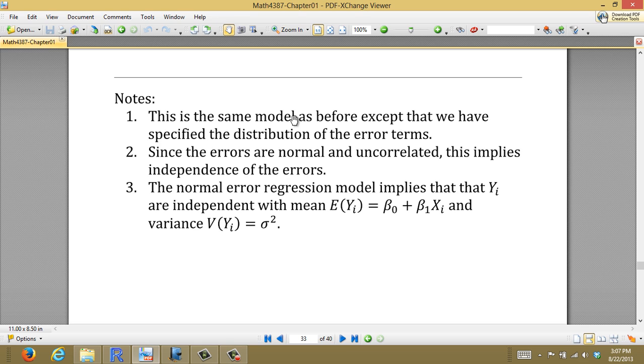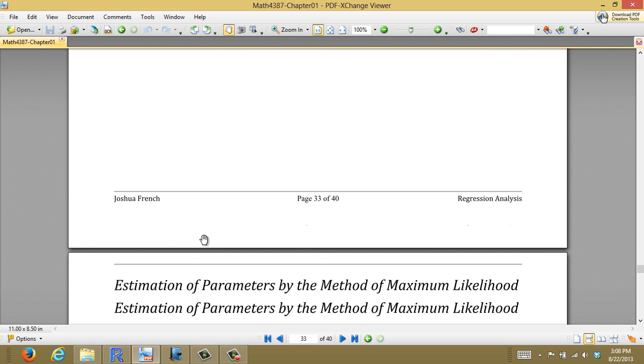So as I mentioned before, this is the same model as before, except that we have specified that the distribution of the errors is normal. Since the errors are normal and uncorrelated, this implies that they're independent. And the normal error regression model implies that the y's are also independent, with mean given by beta naught plus beta 1 xi, and a constant variance of sigma squared.